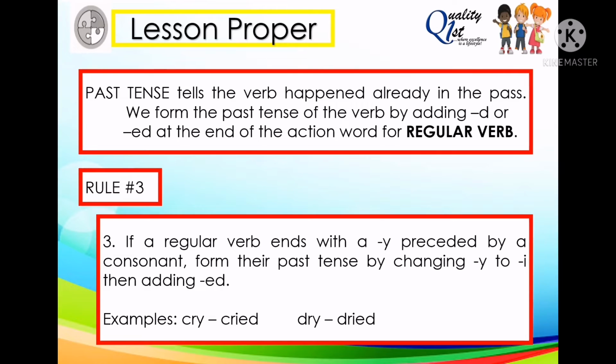Another is dry. It ends with letter Y, and it is preceded by a consonant which is letter R. Now, change Y to I and add ed. Dry will become dried. Okay? Well done, kids.